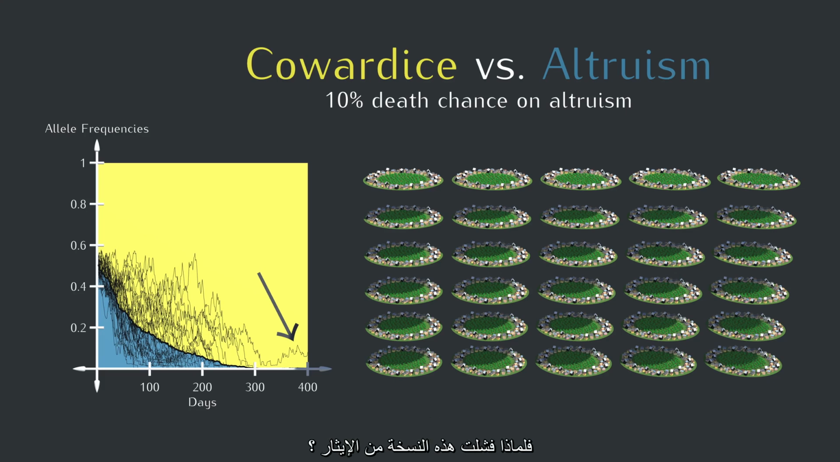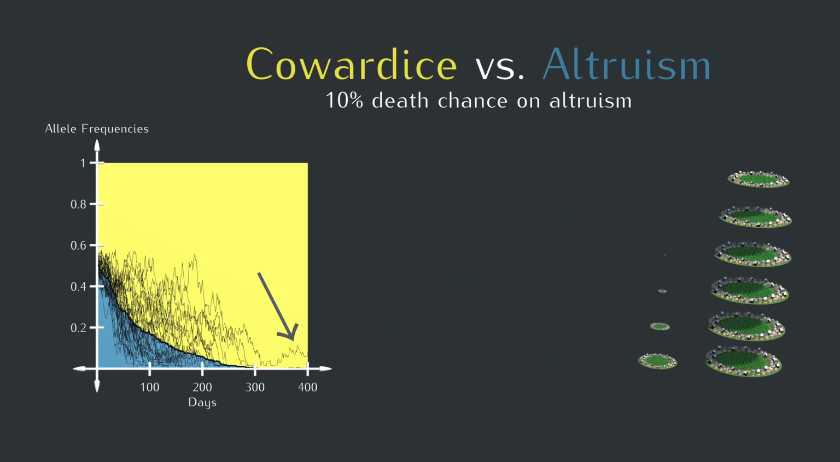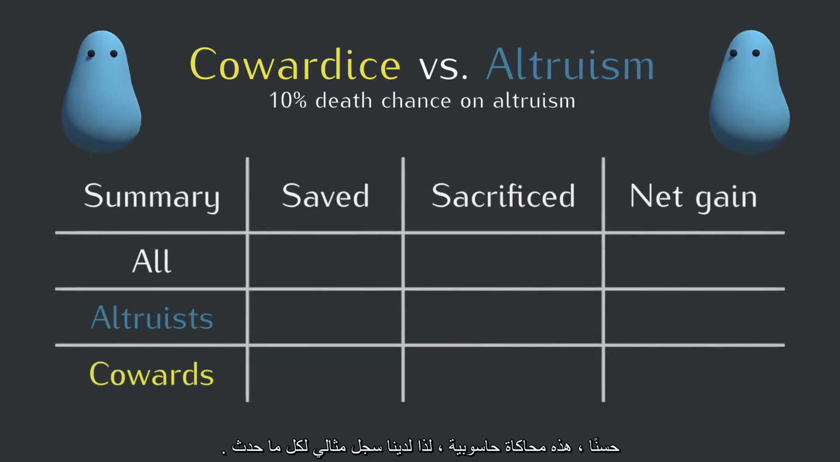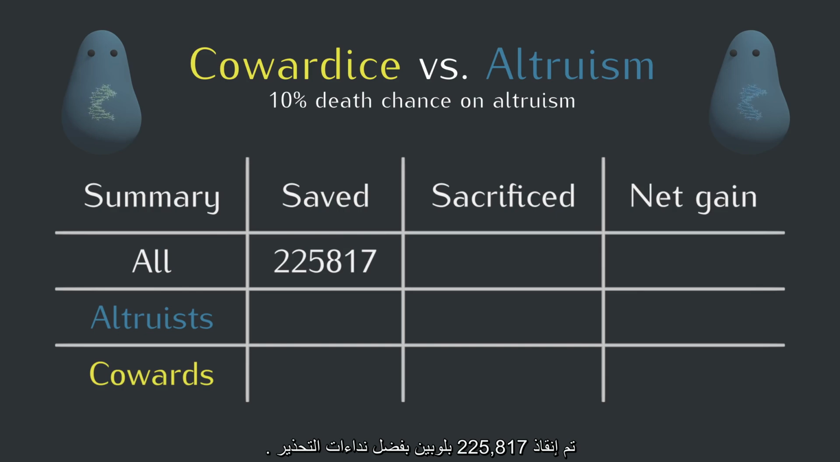So why did this version of altruism fail? Well, this is a computer simulation, so we have a perfect record for everything that happened. There were 225,817 blobs saved by warning calls.